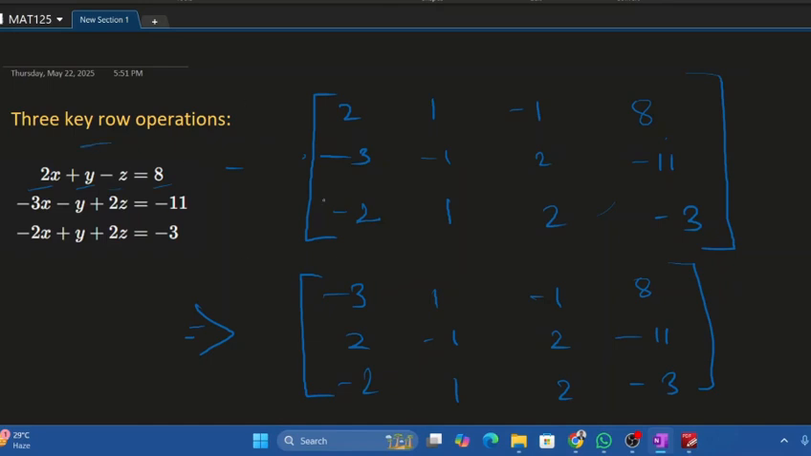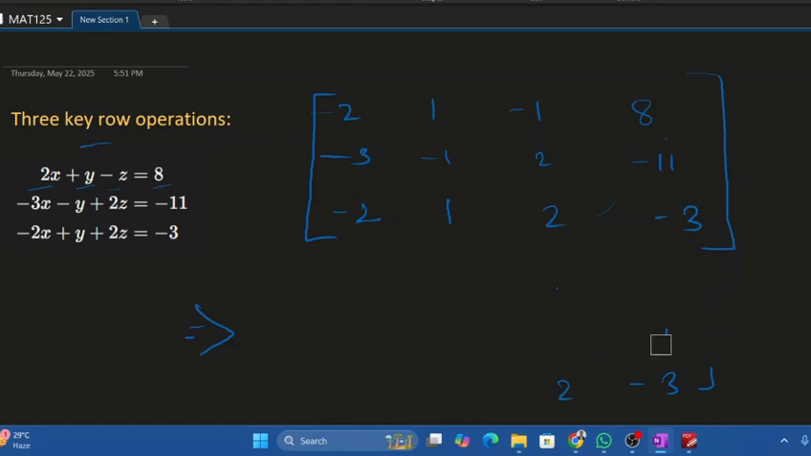This is called a row operation, swapping any two rows. We can swap this with this, this with this, any row with another. Okay, this is one operation. Then also, what we can do is multiply a row by a constant.